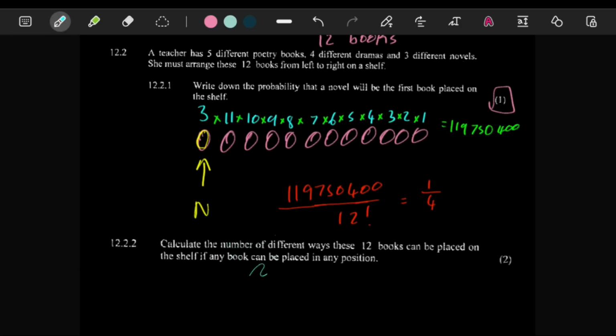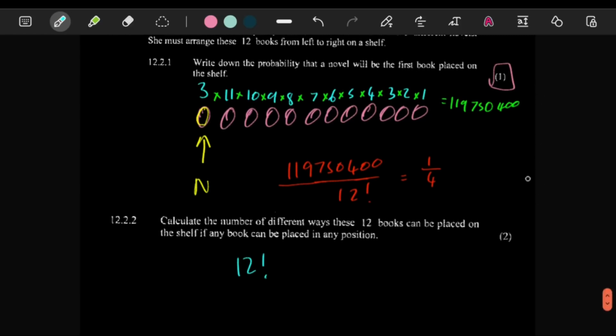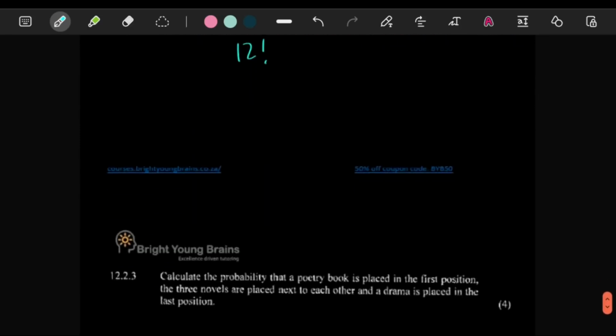So let's see here, without any restrictions, it's just going to be 12 factorial, because you're going to put one of 12 options here, then one of 11, and so on. Maybe they just mixed these two up, let me not be so mean.